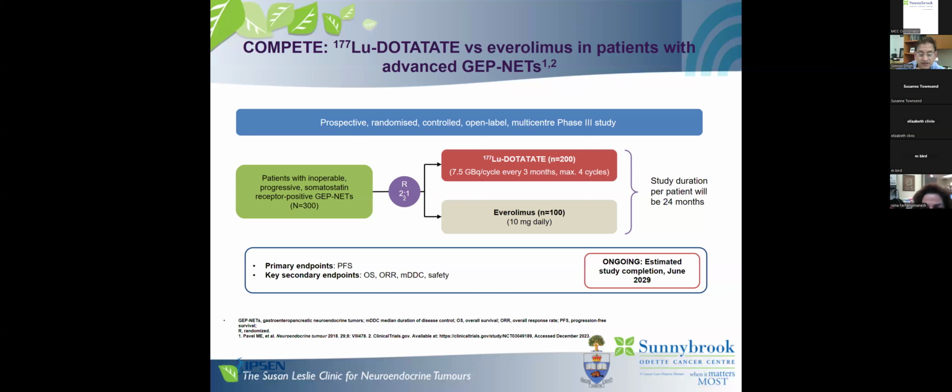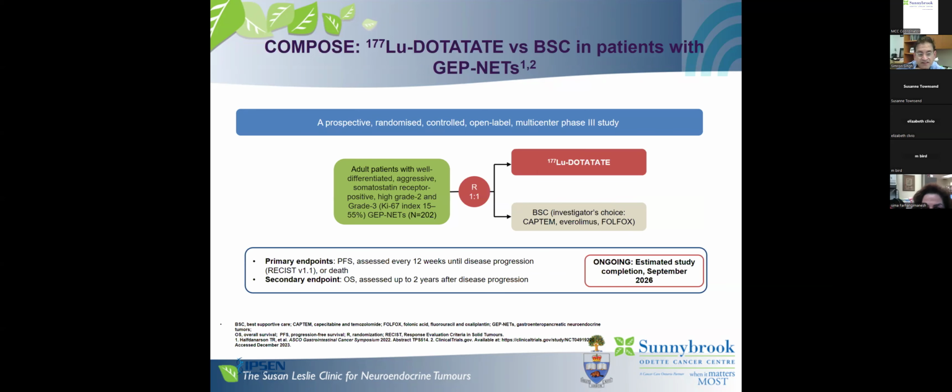This study has completed accrual, and we are waiting for it to report. The other important study is the COMPOSE trial. This is a very similar population to the NETTER-2 study, which looked at high grade 2 and grade 3 patients, first line being randomized to receive lutetium dotatate. The difference is that the standard arm here is investigator's choice. It could be chemotherapy, it could be everolimus.